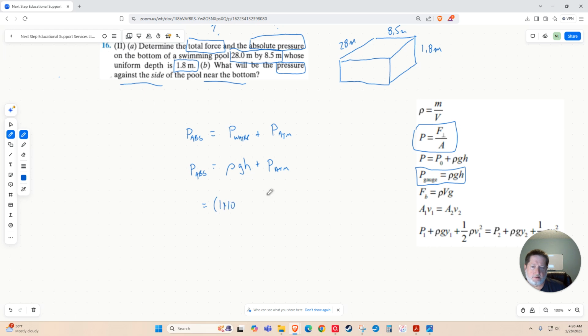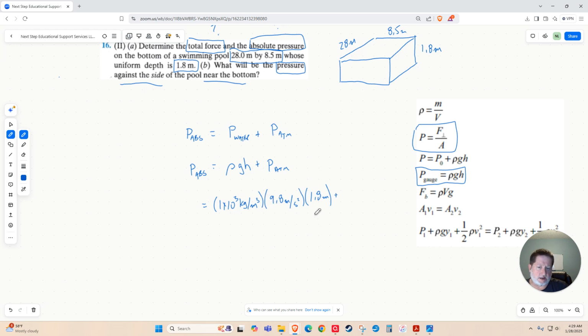Density of water is 10 to the third kilograms per cubic meter. You can find that in a density table or search it up on the internet. 9.8 meters per second squared, our acceleration due to gravity. The height of our pool, 1.8 meters. Now, atmospheric pressure is 1 atmosphere, weirdly enough.